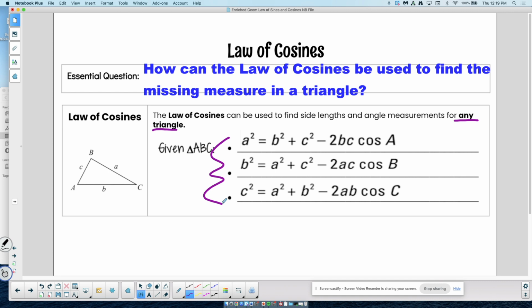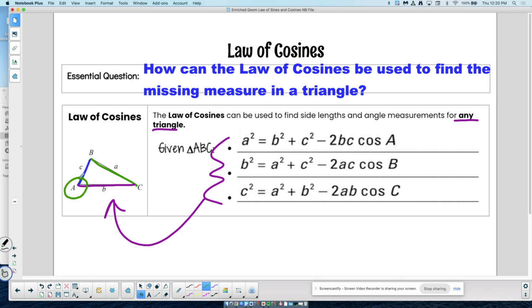But let's talk about a few things. These specific formulas are for this triangle here, or any triangle, depending on if you're looking for side length C, A, or B. Let's break down just the first one. A squared is equal to side length B squared plus C squared minus 2 times B times C, which are just those side lengths, times the cosine of angle A.